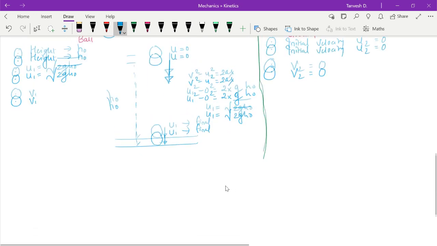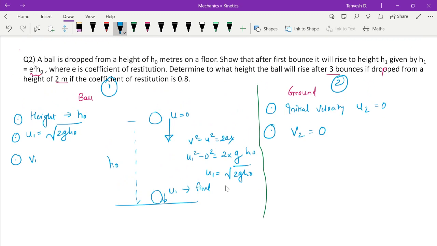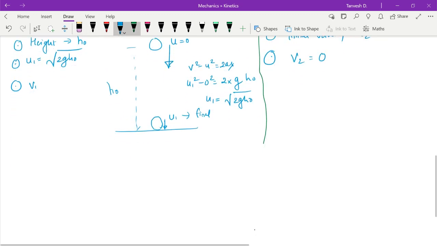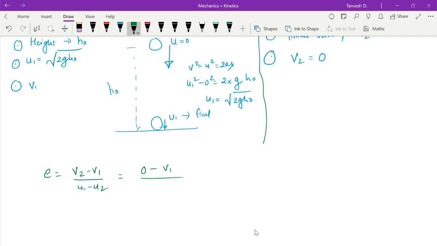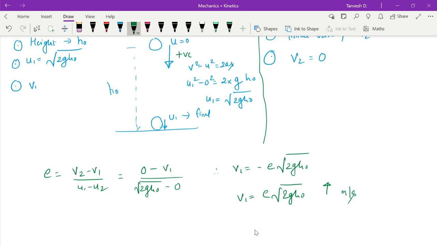So we can apply the coefficient of restitution. Let us take a general value of e and find the equation. So e is equal to v2 minus v1 upon u1 minus u2, which is 0 minus v1 upon under root of 2g h0 minus 0. Therefore v1 you will get as minus e root 2g h0. The minus sign indicates that it is upwards, since we had taken downwards as positive. So v1 is going to be e under root 2g h0 upwards, in meters per second.